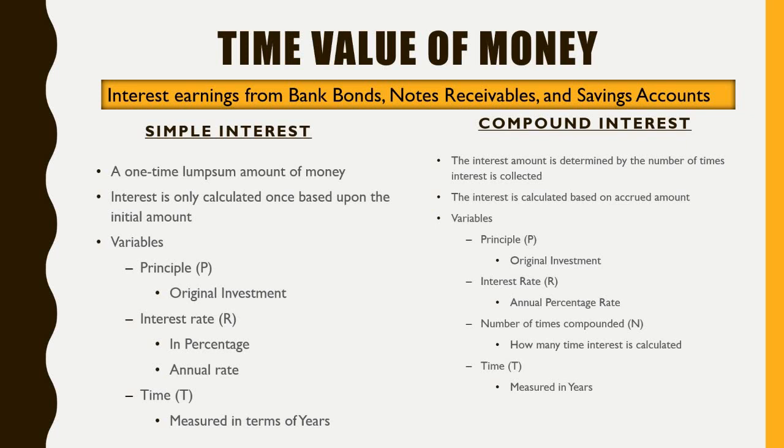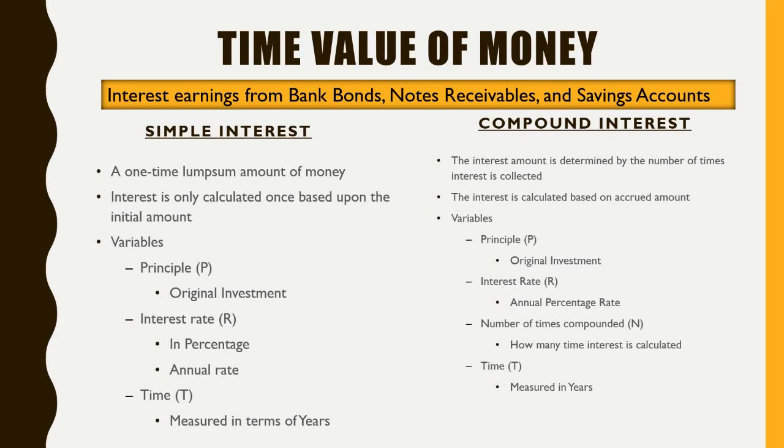Now, for simple interest, each one is going to have some kind of calculation towards it. So simple interest is very straightforward. You're going to need a principal, interest, and time. Principal is going to be what your original investment is. So what is the original amount, your lump sum, that you start out with?